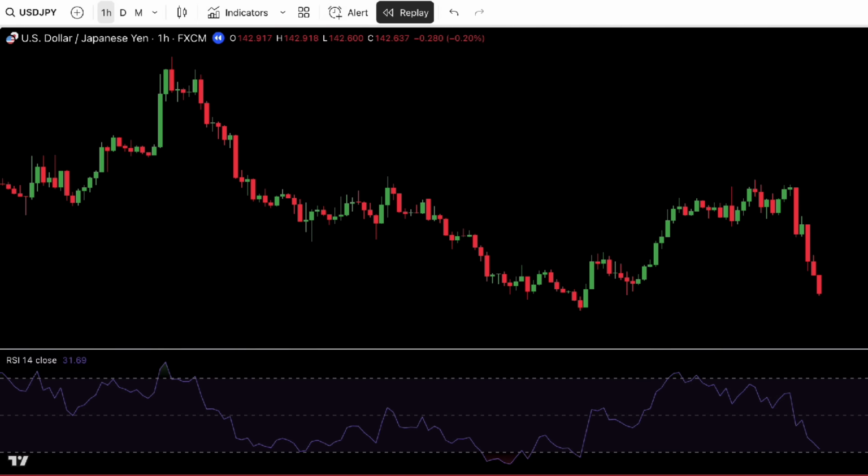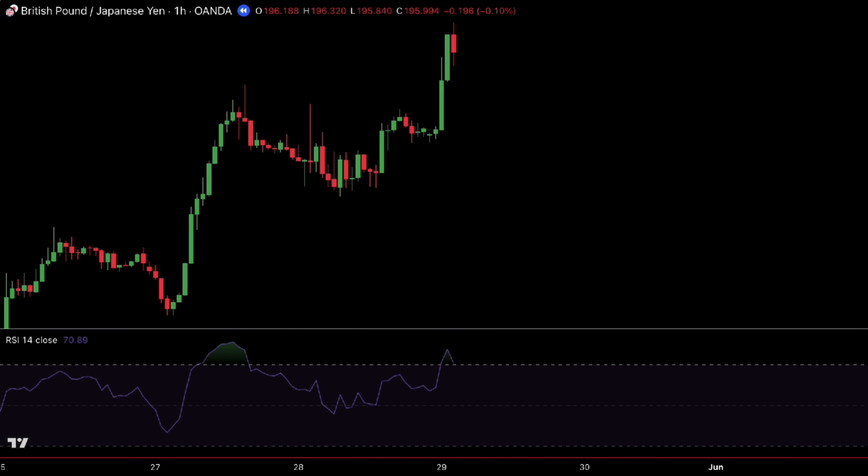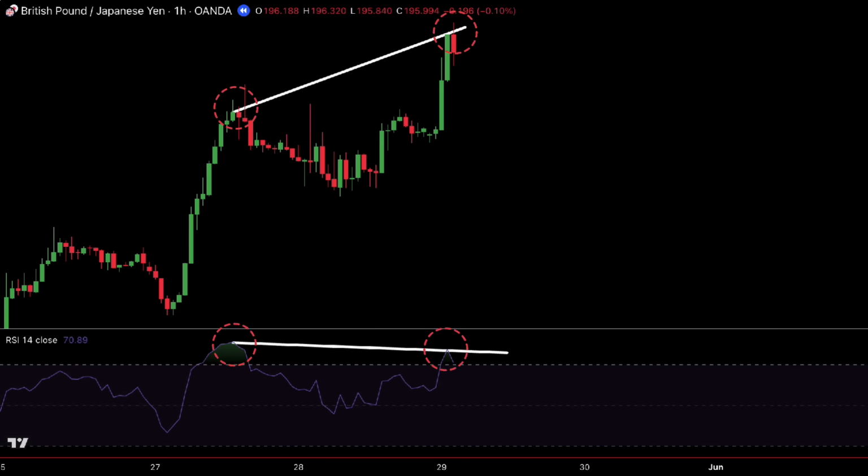The real power of the RSI comes from spotting something called RSI Divergence, one of the most reliable reversal signals in technical analysis. Look at your chart and compare the price highs or lows with the RSI highs or lows. If price makes higher highs, but the RSI makes lower highs, that's a bearish divergence. It means buyers are pushing the price higher, but momentum is getting weaker. A sign price could soon fall.